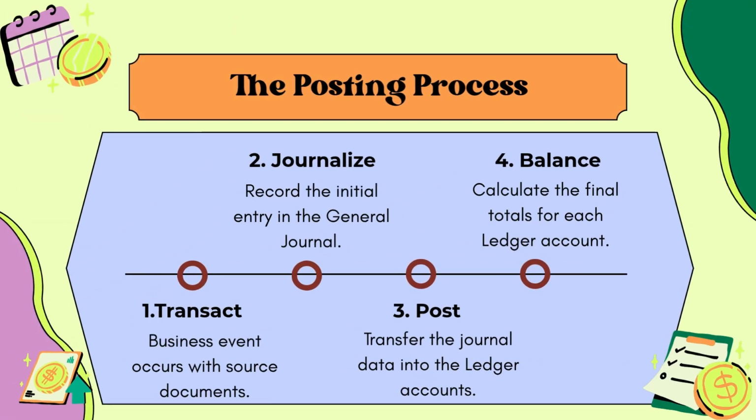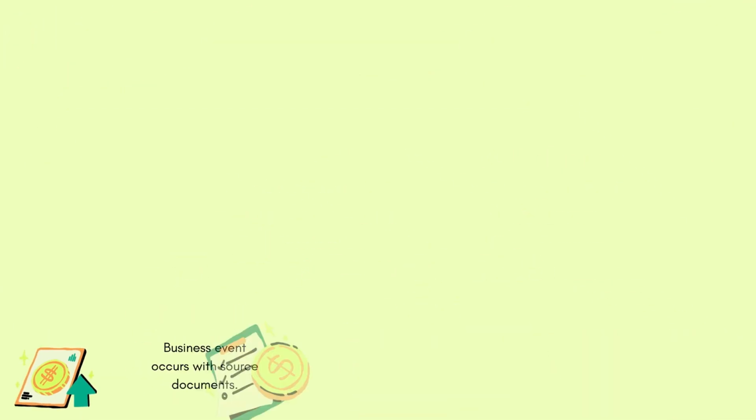This process usually follows 4 steps. First, the business transaction happens. Second, the transaction is recorded in the journal. Third, the journal entry is posted to the ledger accounts. And fourth, we calculate the balance of each account.